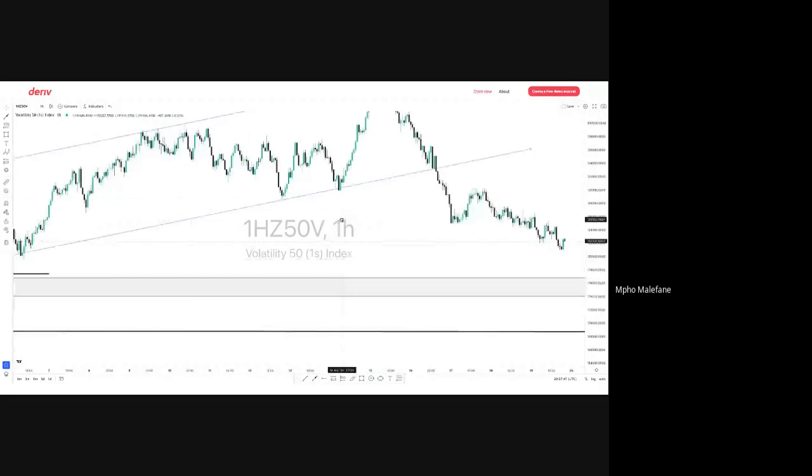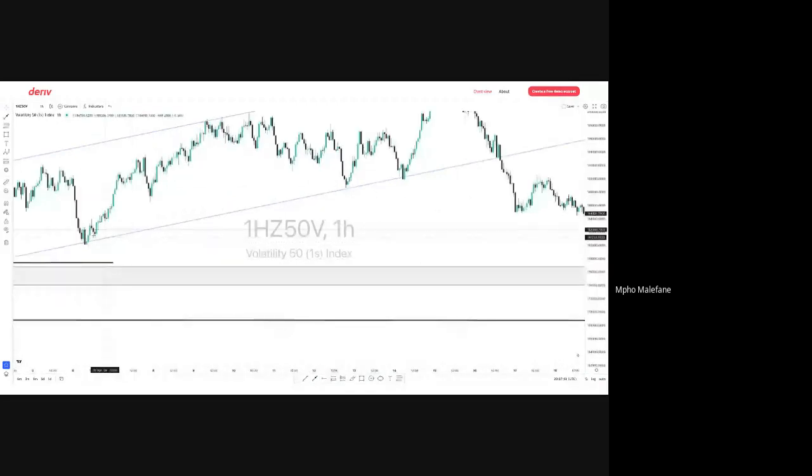Maybe we have an order block there. Where is it? See it here. Still, there's nothing interesting around there. There's nothing interesting around there, obvious.